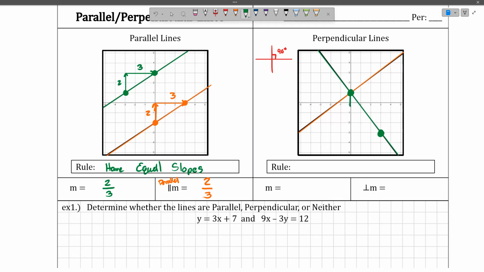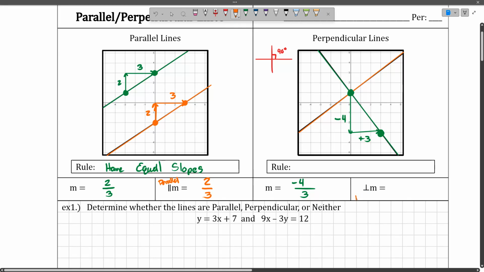Well, it goes down 1, 2, 3, 4. It goes down 4, so minus 4, down 4. And how does the x change? The x changes by going over 3. So it's negative 4 over 3. Okay, that's the slope of the first line.